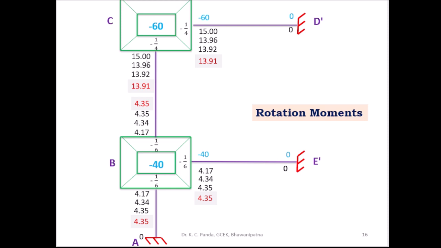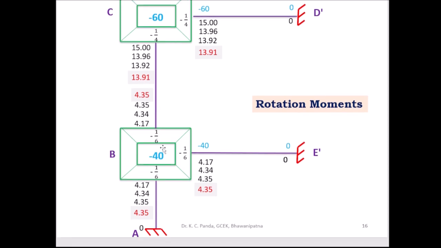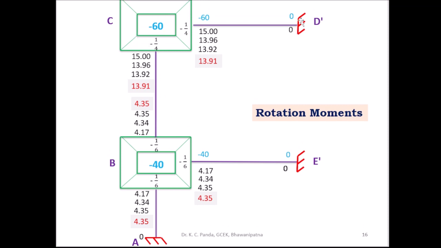Then you go for the second cycle and find out the second cycle reading, first at the joint C, then find out the value at the joint B. The second cycle reading is 13.96 at joint C, and at joint B 4.34, 4.34 and 4.34. This is the second cycle reading. When you are considering the joint C, the end D dash is fixed, so here the rotation moment is 0, and on this side the far end rotation moment you have to consider, this is 4.17.